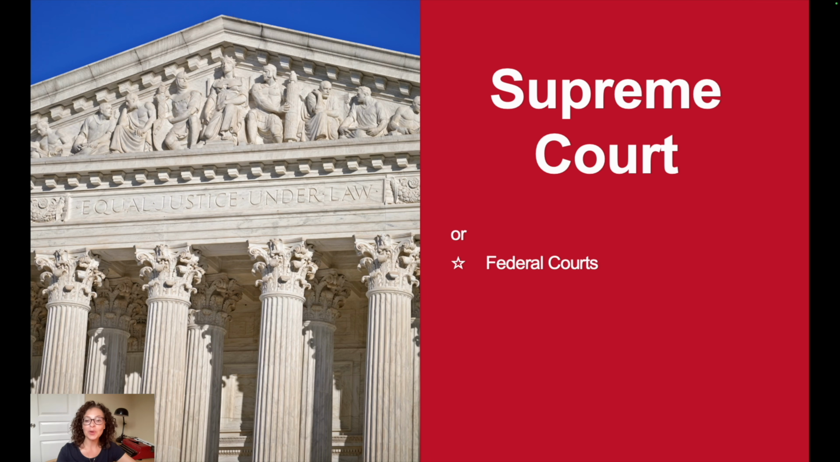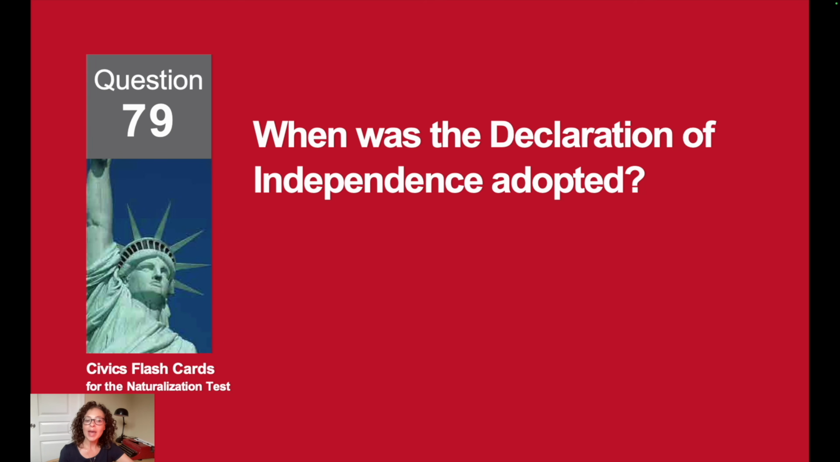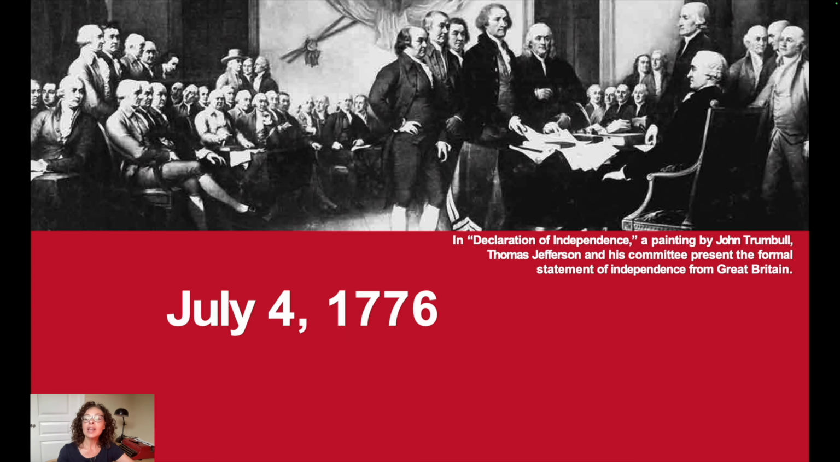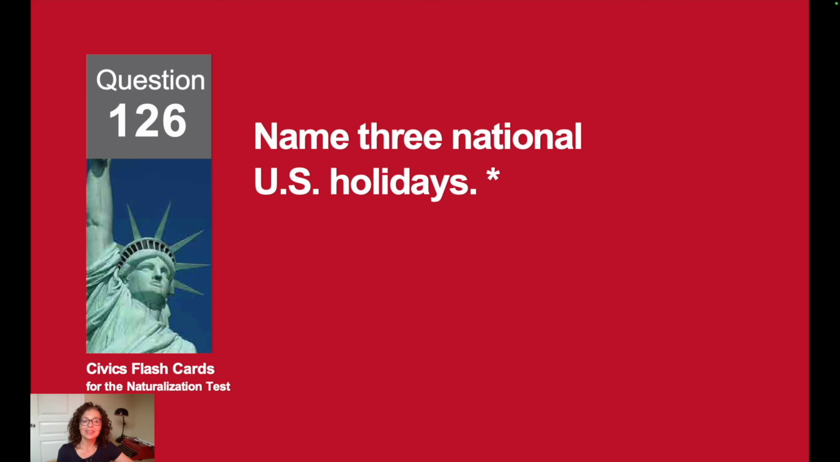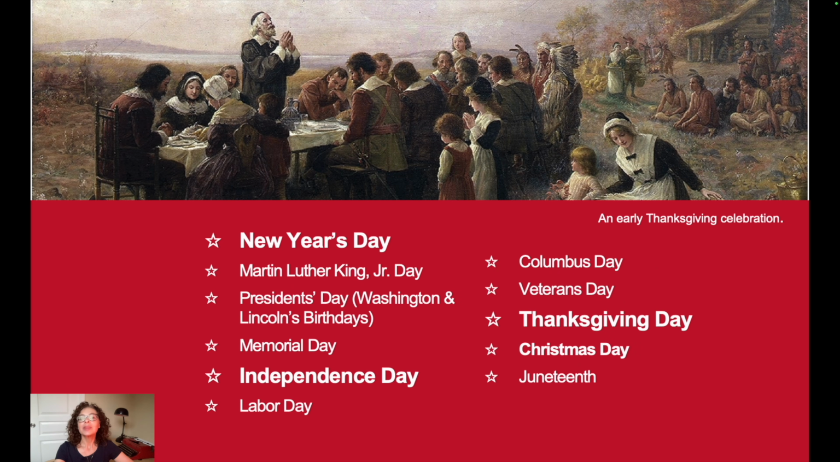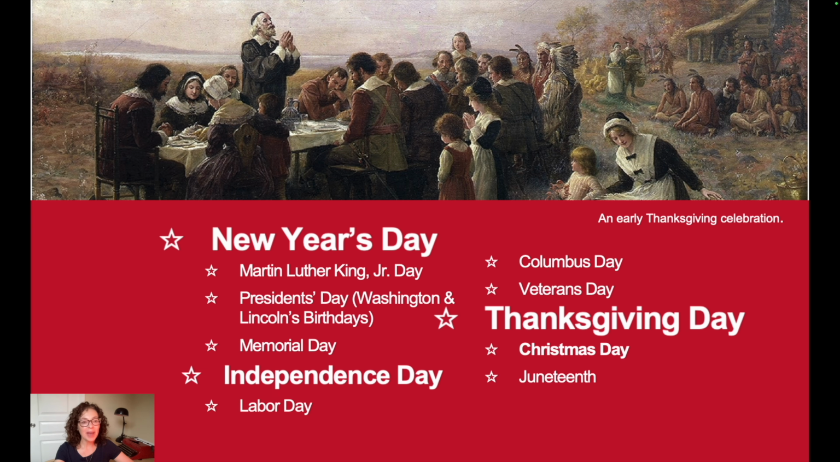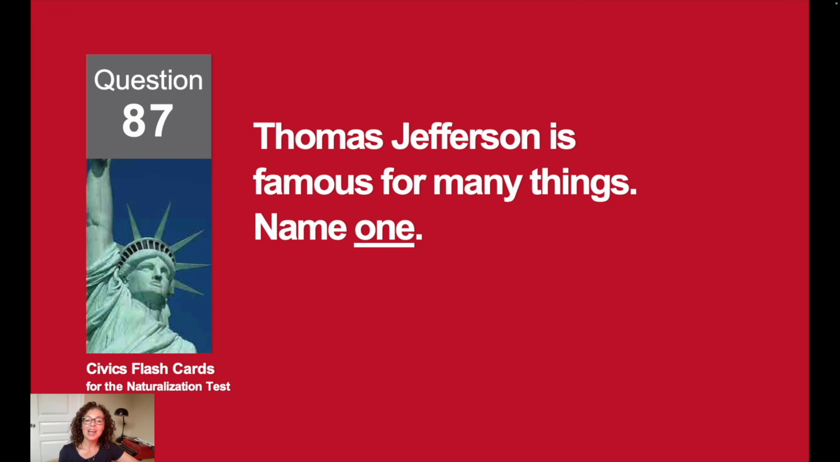What is one part of the judicial branch? The Supreme Court. When was the Declaration of Independence adopted? July 4th, 1776. Name 3 national U.S. holidays. New Year's Day, Thanksgiving, and Independence Day.